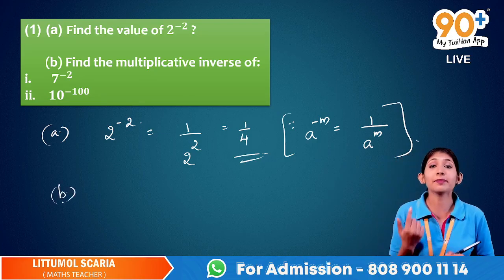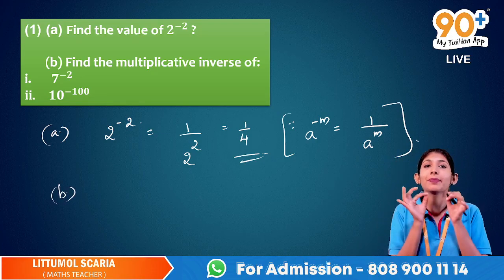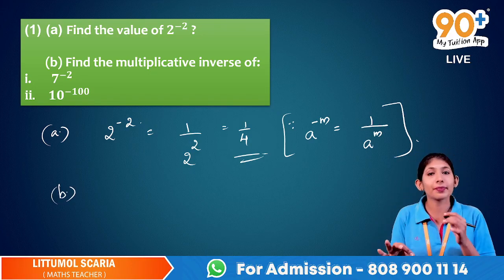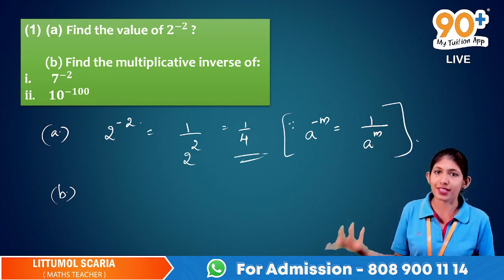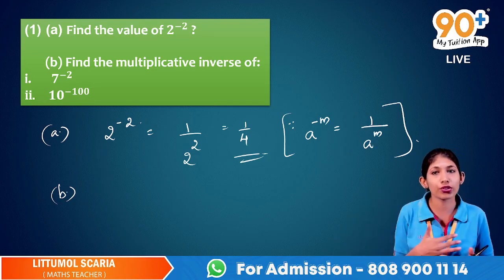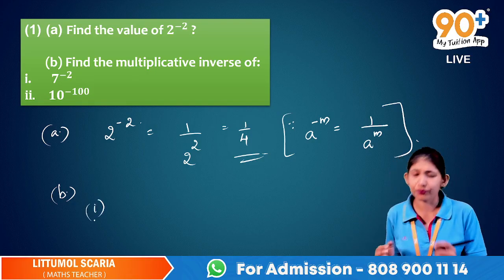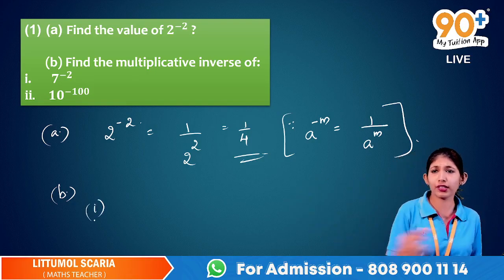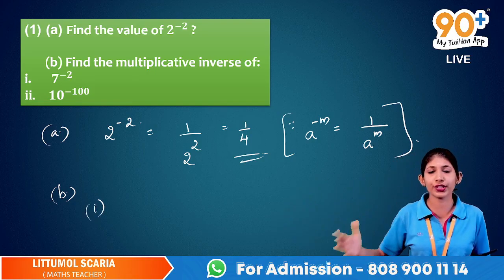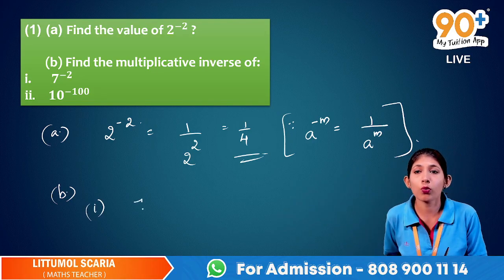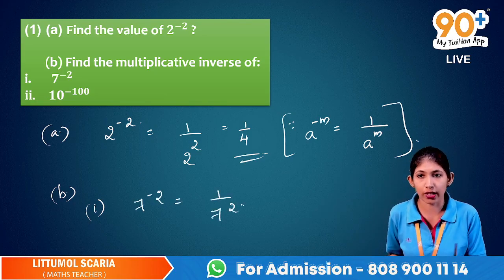Find the multiplicative inverse. Multiplicative inverse. What is the opposite of multiplication? Yes, it is division. Or we are going to find the reciprocal, right? Again our first question. After solving this in a small step, I will tell you something directly. So what is 7 to the power minus 2? It is 1 by 7 square, right?